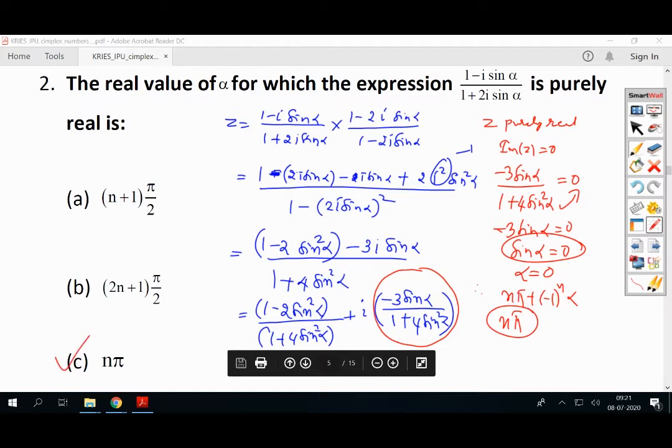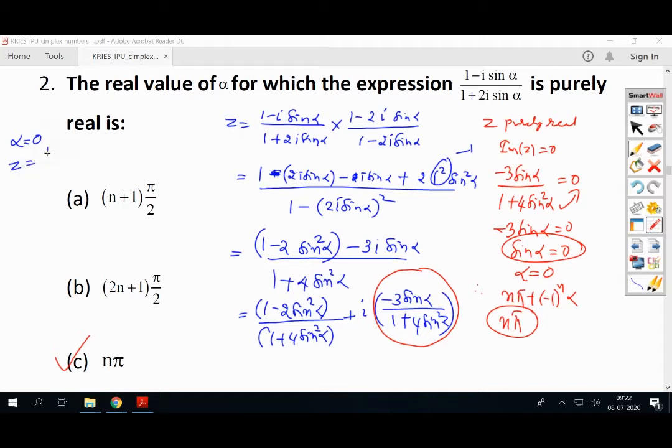What is the shortcut formula for this? What I do is put alpha equal to 0 straight away in the question. If you put alpha as 0, see what z becomes. Numerator: 1 minus sin 0 is 0, so it becomes 0, divided by 1 plus 0, which is 1. So obviously it is purely real. Correct? So if it is purely real, I take alpha as 0. Obviously sin alpha is equal to 0, so we get straight into the last step.